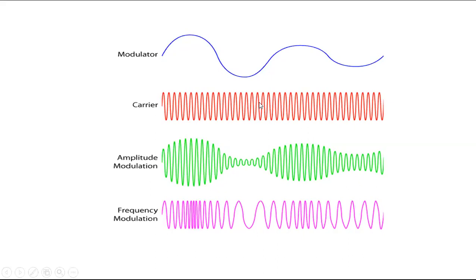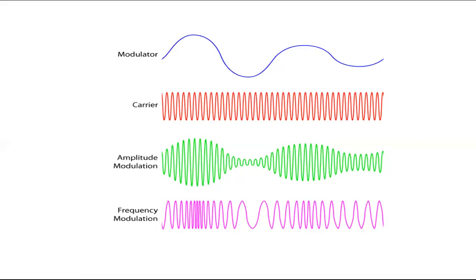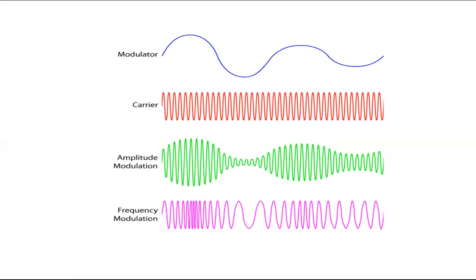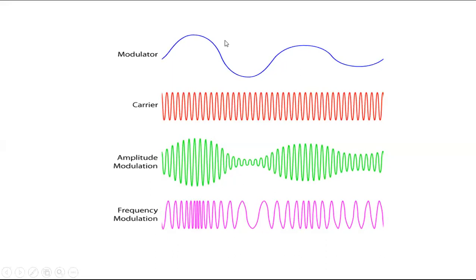Modulation is a process of combining two signals. Or modulation is a process of superimposing, the other word for combining. Modulation is a process of superimposing two signals. That word is very important. In the modulation process, the signal which has to be transmitted for long distance is called the carrier signal or the base signal. And this signal is superimposed with the modulating signal or reference signal.